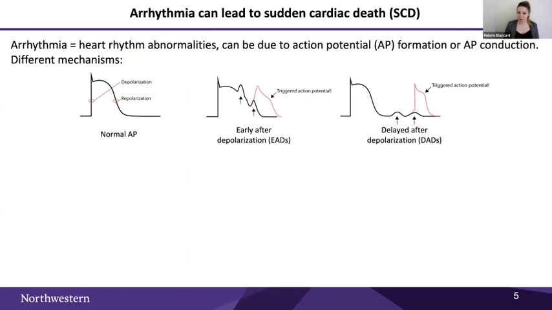Then I want to switch to arrhythmia. Of course there are heart rhythm abnormalities, and they can be due to a problem in the formation of the action potential, or the action potential is created fine in the sinus node, but the problem happens in the conduction system that I described.